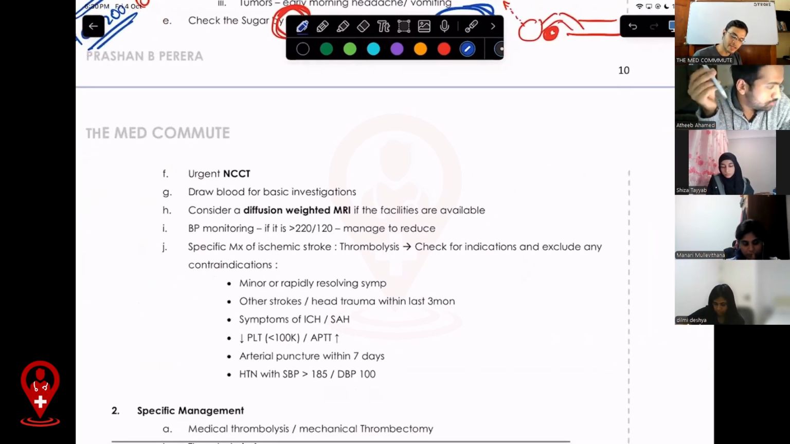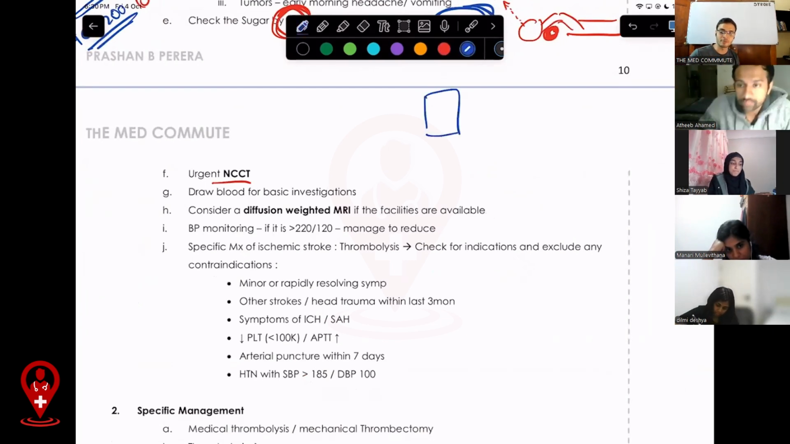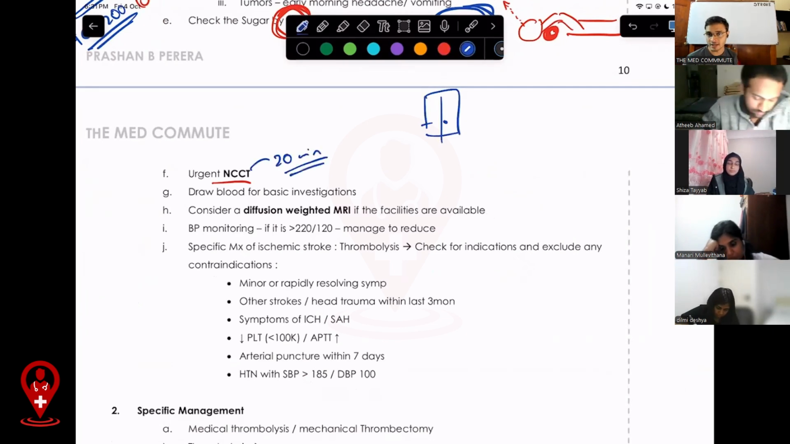Then the next thing is the NCCT. Yes, you must do the NCCT. We talked about that. Why are we doing the NCCT? To exclude hemorrhagic stroke. And this NCCT, after the patient arrives at the hospital entrance door, within 20 minutes, we want the NCCT to be done. History taking and examination within 10 minutes. By the time we come to NCCT, we should be done within 20 minutes, after entering the door of the hospital.